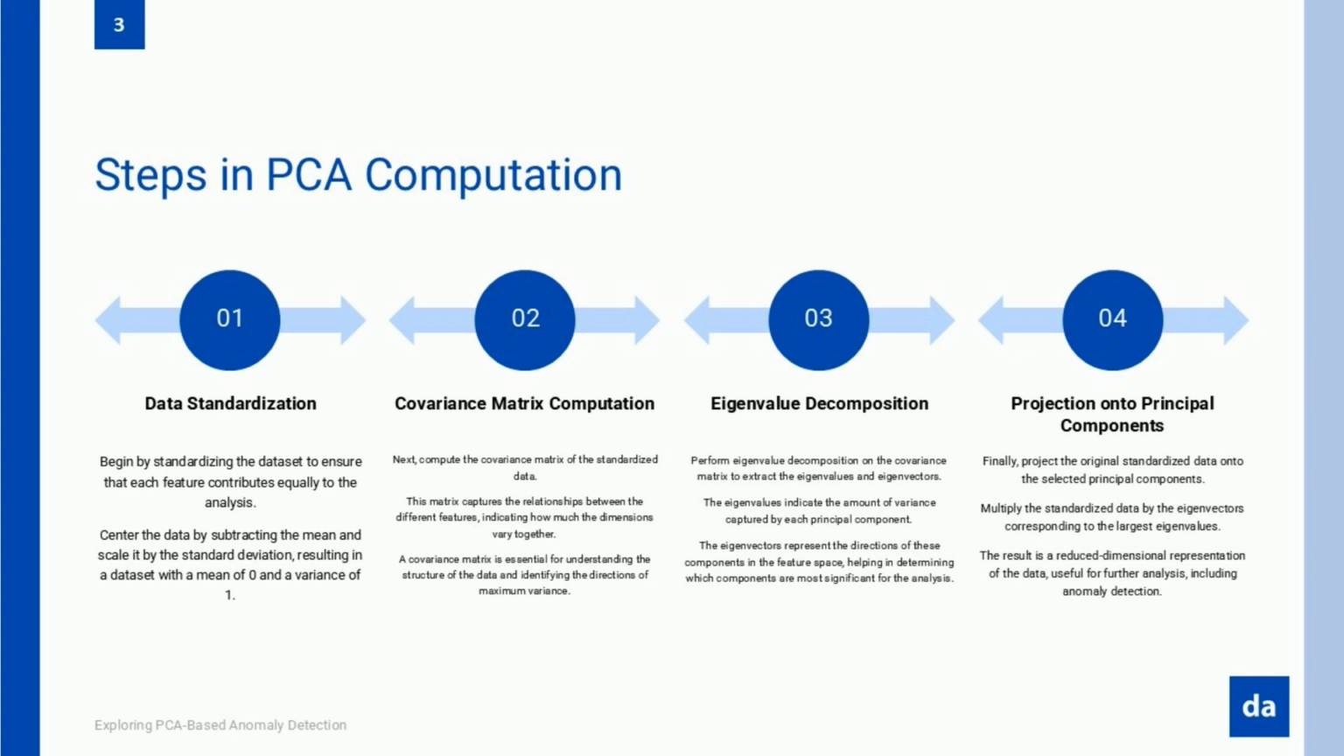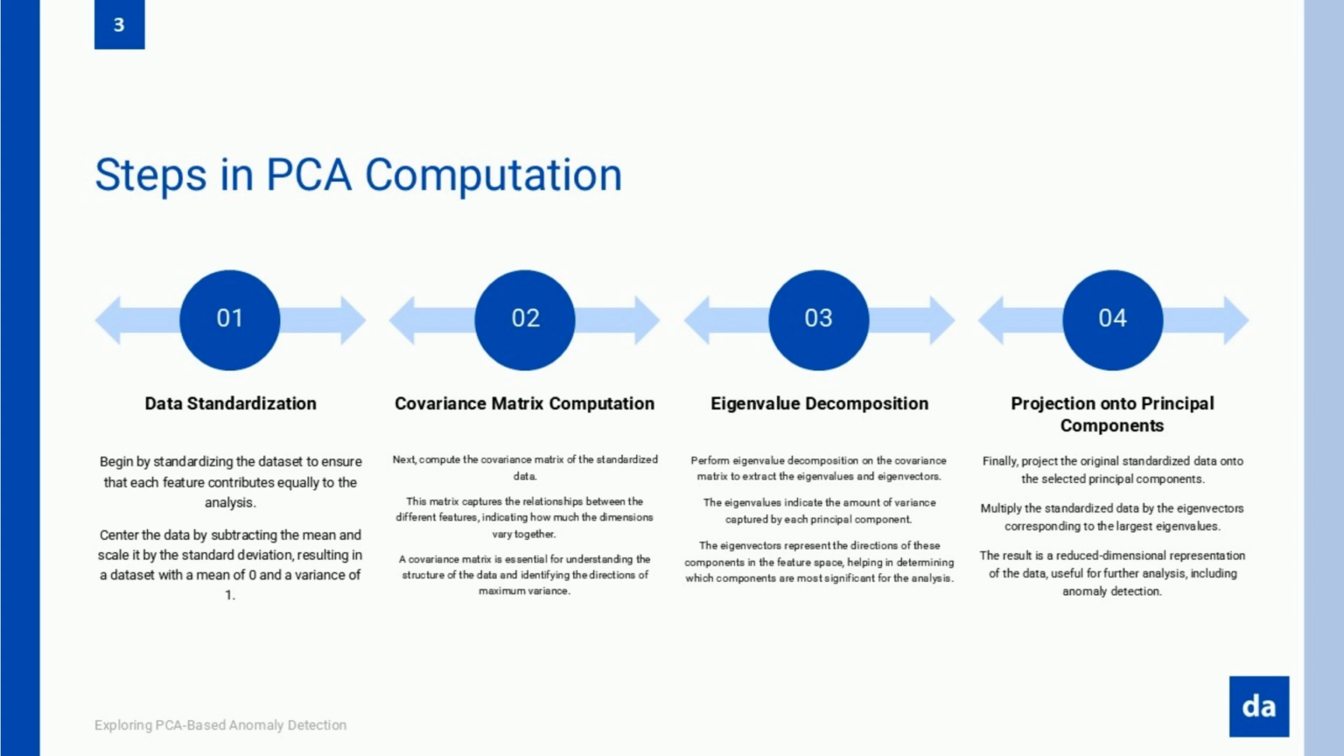Once the principal components are selected, the final step is to project the original data onto this new lower dimensional space. This is done by multiplying the standardized data by the selected eigenvectors. The result is a transformed dataset with fewer dimensions, capturing the most essential patterns while filtering out noise.